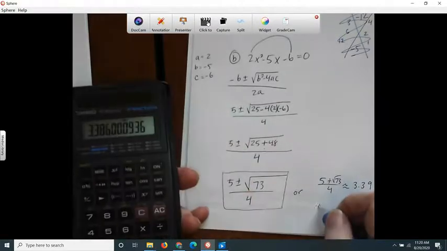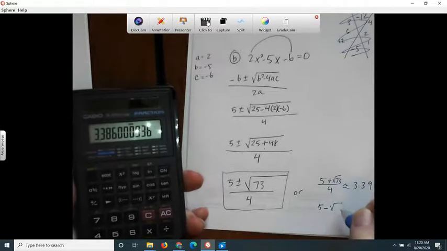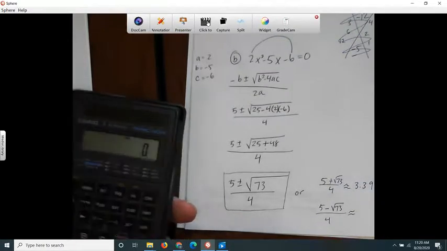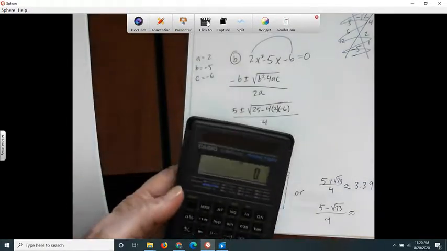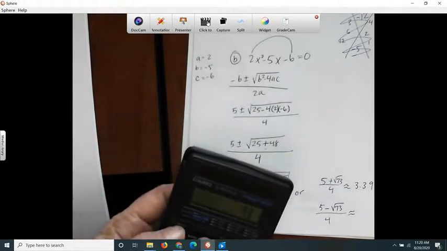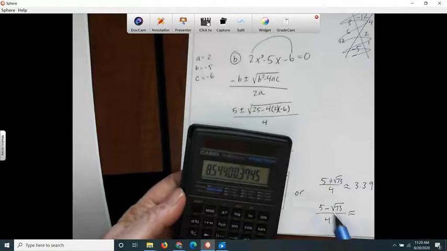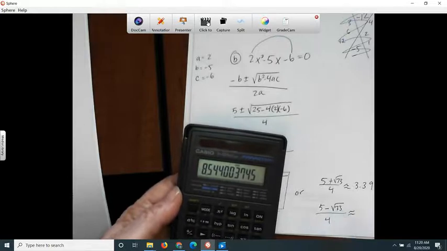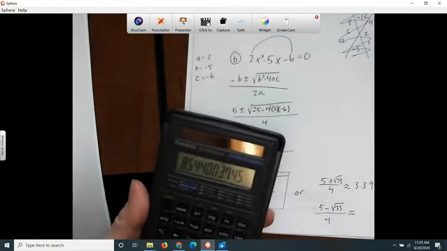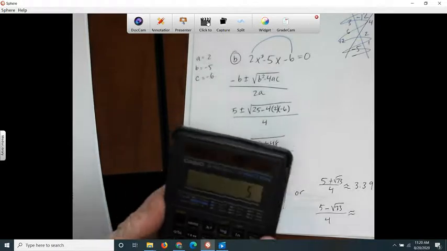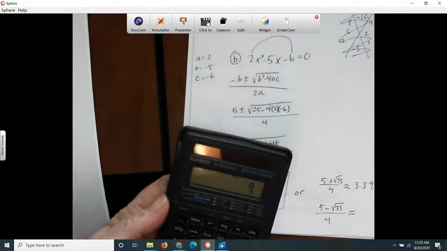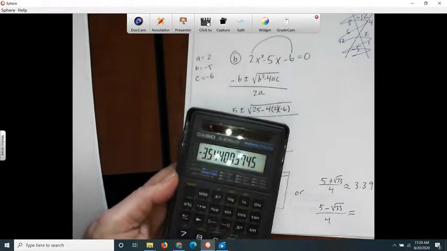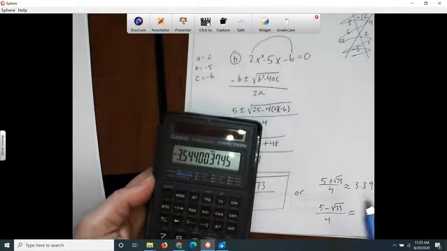And then I would have 5 minus root 73. Root 73, I remember a second ago, we found out that it was about 8 point something. Now I have to do it again, 8.54 or whatever. So I have to go 5 minus that number. And that gives me negative 3.54-ish. And then I have to divide that by 4.